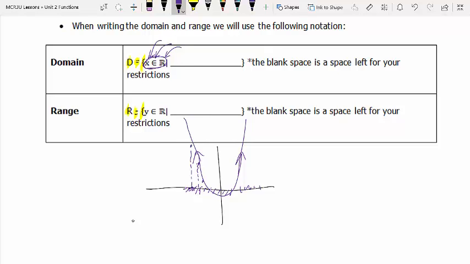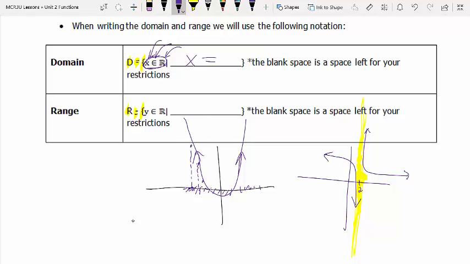Now, there's always a second part of the domain. So if there was a restriction, like maybe you had a break in the graph. So for example, you had a graph that looked like this. Let's say that this break in the middle was at x equals 2. You would write your domain, but then you'd include a restriction.